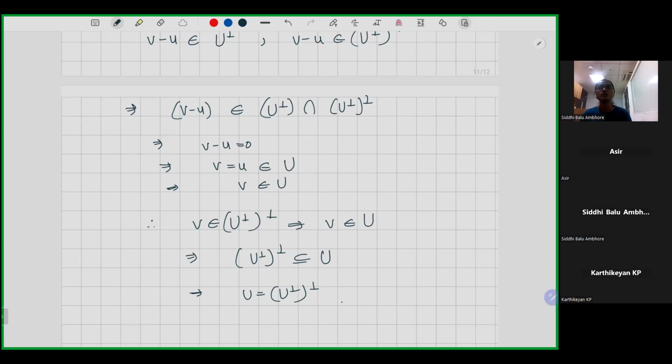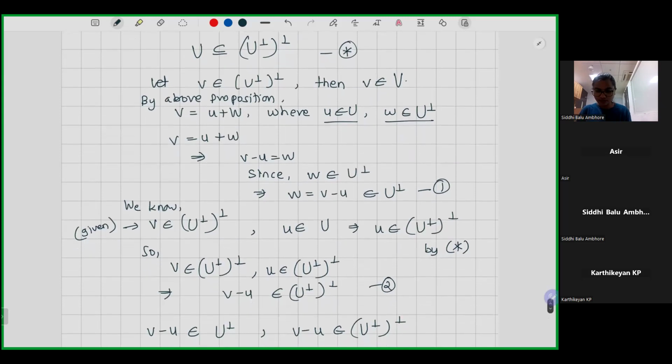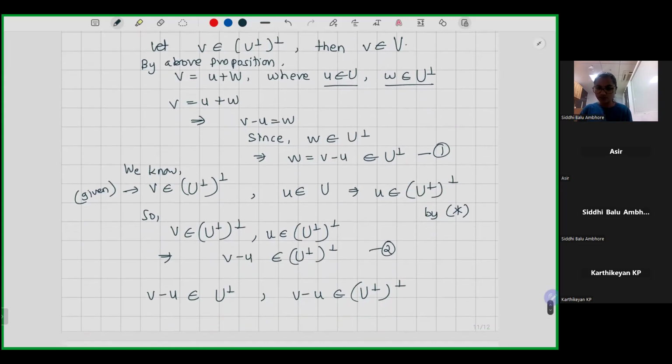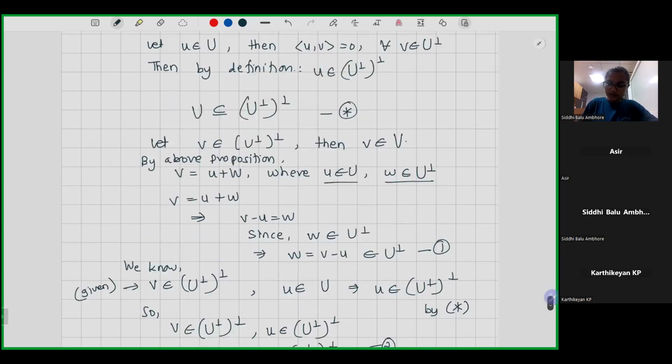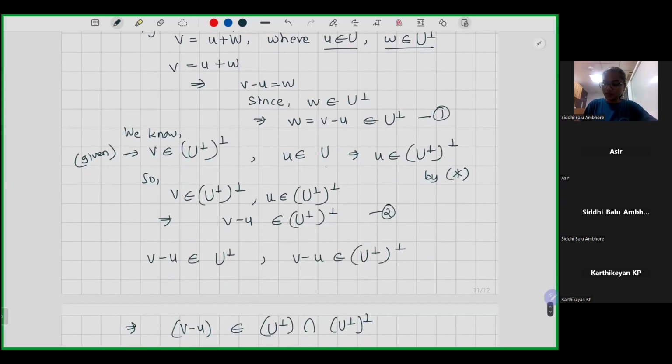Can you slightly go up? In this, first we assumed V as well as U in U perp, right? Not assume, we got that. I mean, we arrived at this conclusion. This is anyway what we started with. And U we got from this. That U is in U, then U is a subset of U perp always. So my U was in U, so by definition it is in U perp.